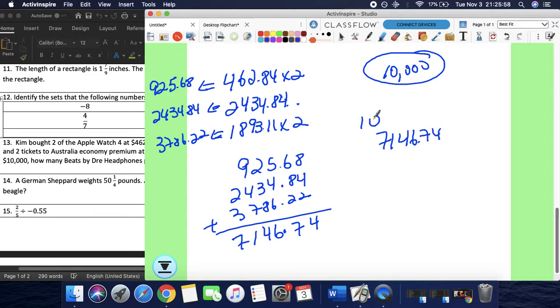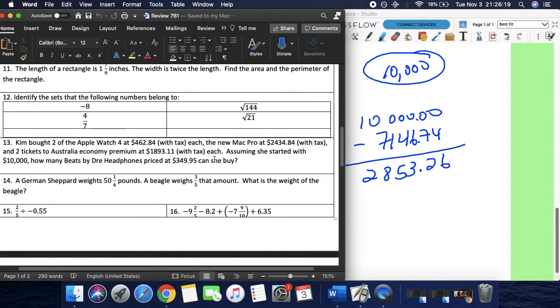0.74 minus 10,000. Let's see how much she has left over. 10 and 4 is 6. 9 and 7 is 2. 3. 9 and 4 is 5. 9 and 1 is 8. And 9 and 7 is 2. So she has 2,873.